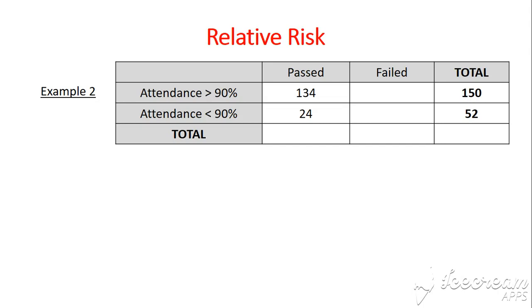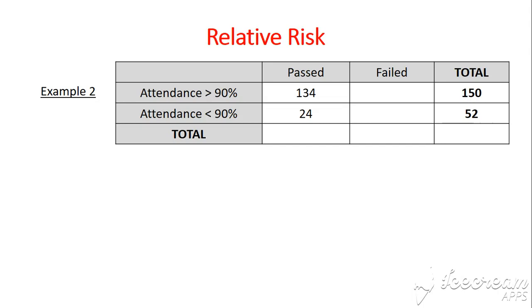Let's get into our example for this video. And here is an example about students attending a university course, and we've got information about whether they attend greater than 90% of the time or less than 90% of the time, and whether they pass or fail.